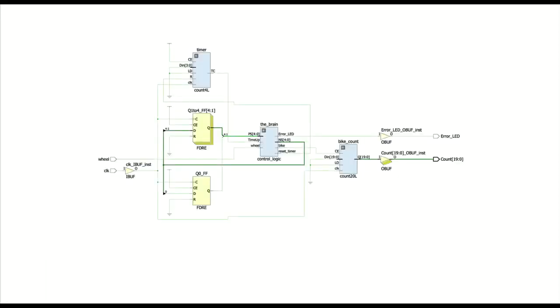And if we then do the elaboration and look at the schematic, you'll see that it looks like this. The flip-flop, idle flip-flop is broken out. This is the bus of 4 flip-flops. This is the control logic because I put it in a separate module. And this is the bike counter and that.